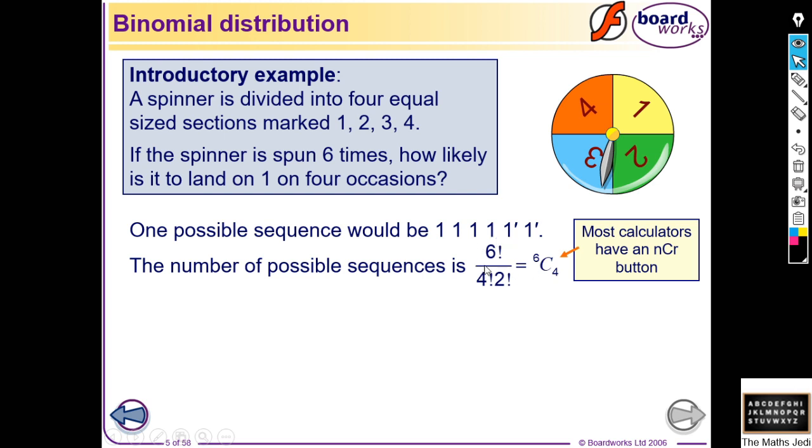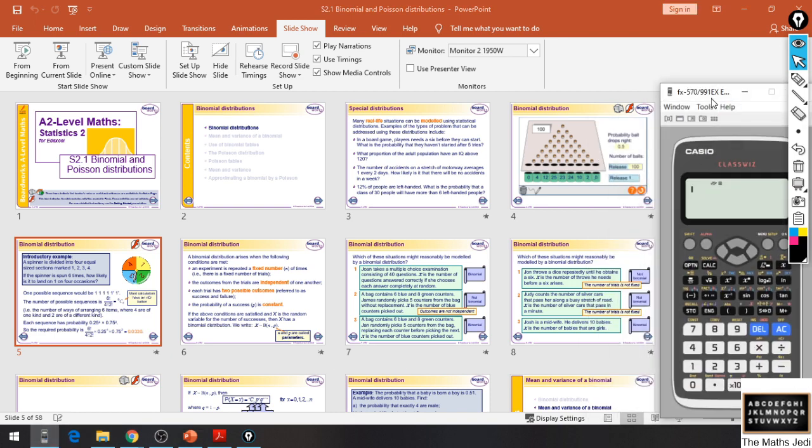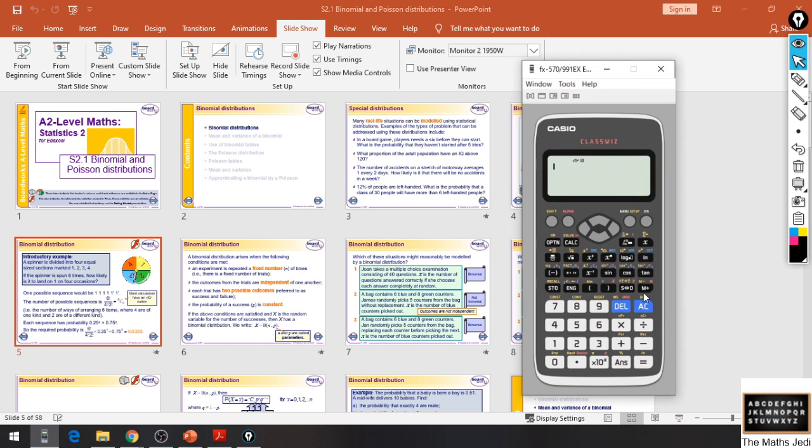Now we shorten this notation up to 6 choose 4, and you should be able to find the choose button on your calculator. I'll just highlight that for you for a minute so you can see it. On this calculator here, you can hopefully see, the n choose r button is right down here. It's above the division button. So if you've got one of these calculators, just have a look above the division button. You'll find the n choose 4, or the n choose r button.